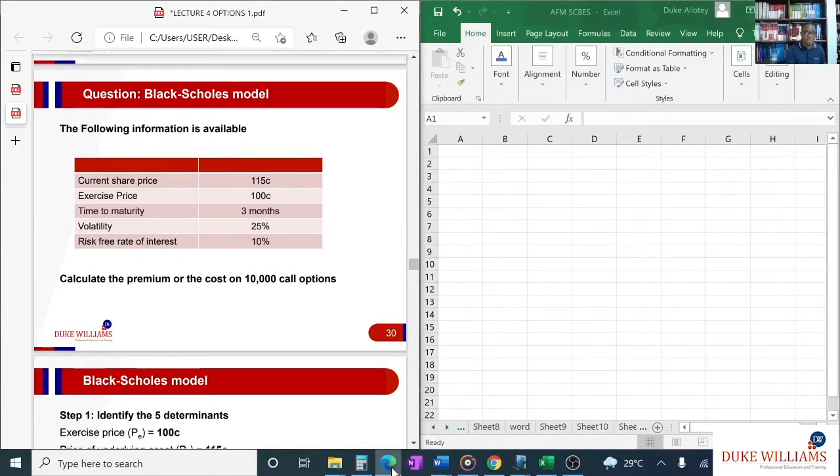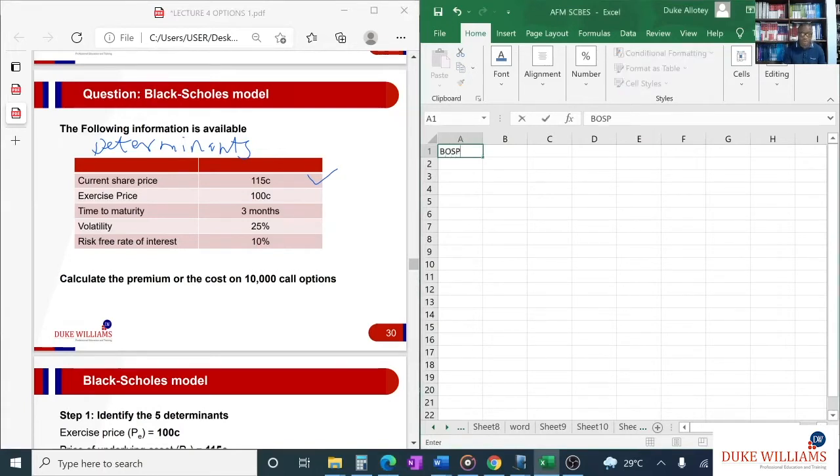You have a share that is currently selling for 116 cents, 100 cents as the exercise price, time to maturity, volatility, risk-free rate. So essentially, these are the determinants of option value. In working this out, it is important that the candidate makes it clear to the marker what these option determinant values are. So let's go straight to it.